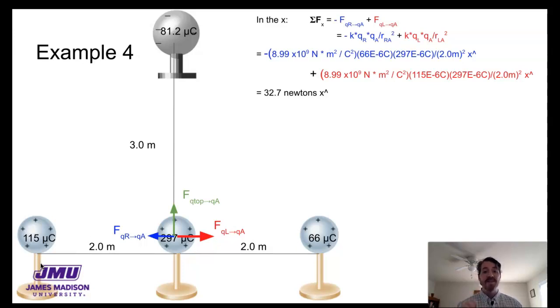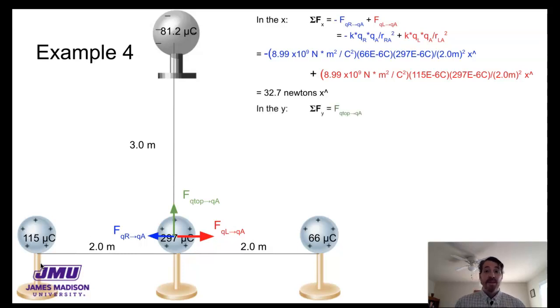I know that because sphere A is getting pushed more by the 115 microcoulombs than it is by 66 microcoulombs, by virtue of the fact that they're the same distance away, but one of them has more charge. The one with more charge will push harder. That is the one on the left pushing, therefore, to the right. That's everything that's happening in the x direction.